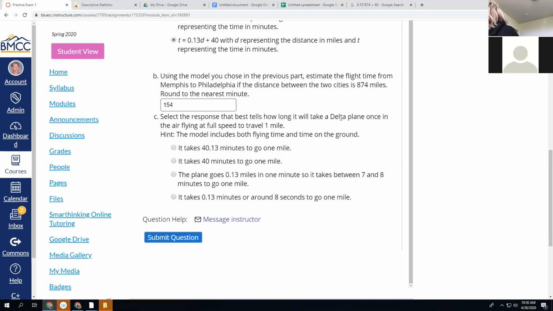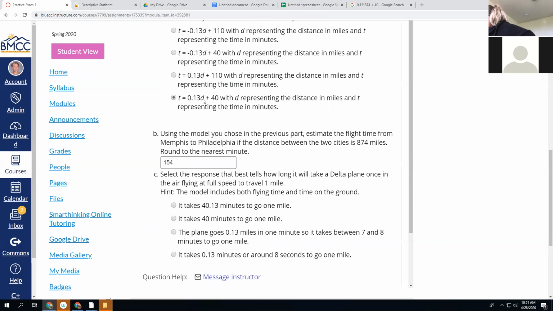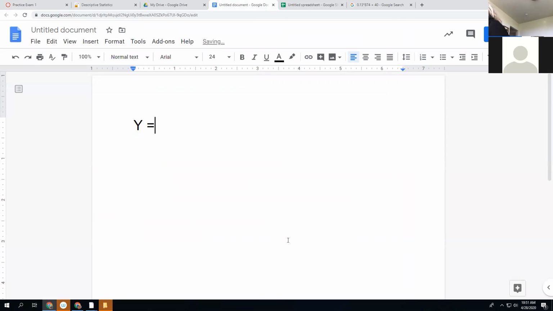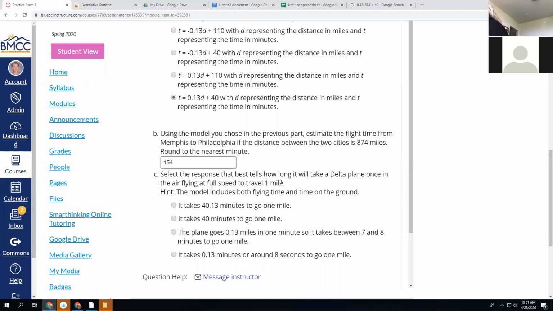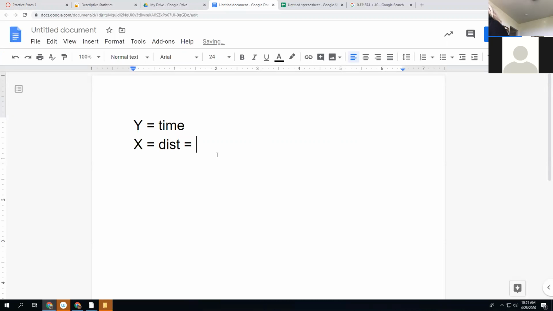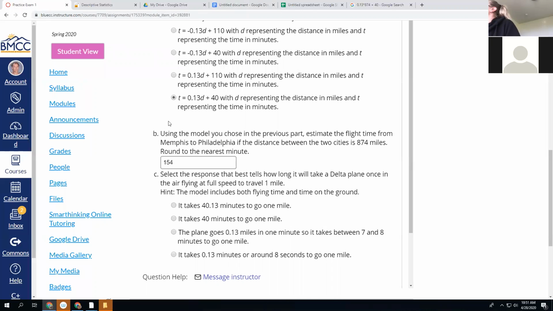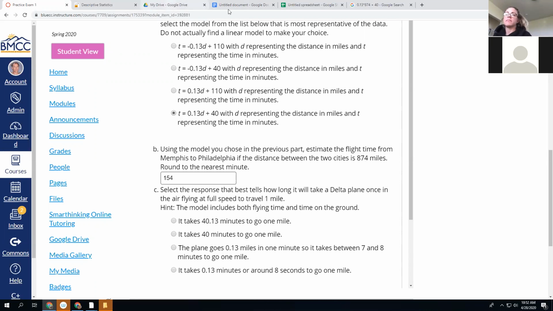Okay, the best response for how long it takes a Delta plane once in the air traveling at 1 mile. They're asking about a change in distance versus a change in time. My variables: y is the time and x is the distance. So y is time over x as distance, and they said to use 1 mile. I'm trying to set this up as a fraction. What would be the time to go with 1 mile? This is like a change in y over change in x, rise over run. My slope was 0.13. As a fraction, it would be 0.13 over 1.